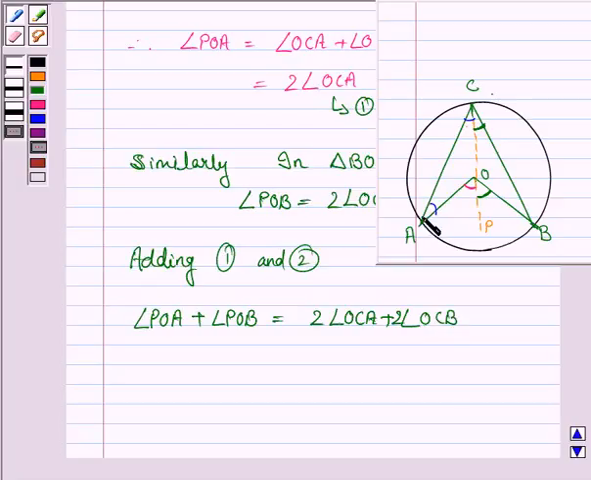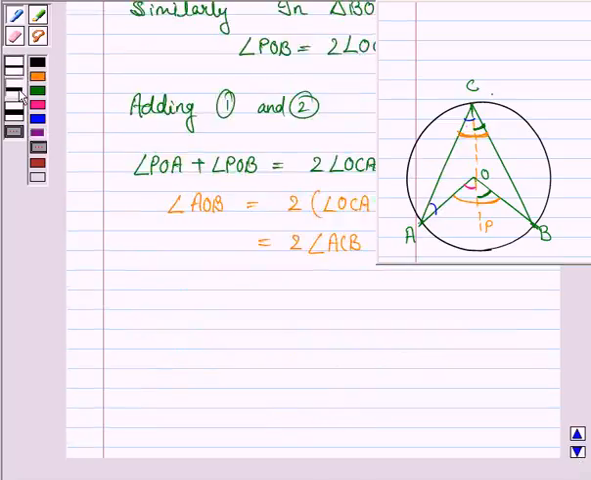Now, angle POA plus POB is angle AOB. If you add them up, it is the complete angle AOB. And this is twice of angle OCA plus angle OCB. Now, OCA plus OCB is this complete angle, that is angle ACB. So, it is twice of angle ACB. So, we have proved that angle AOB is twice of angle ACB. So, this proves the first part of the question.